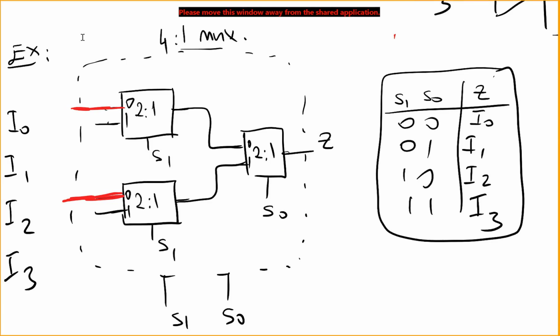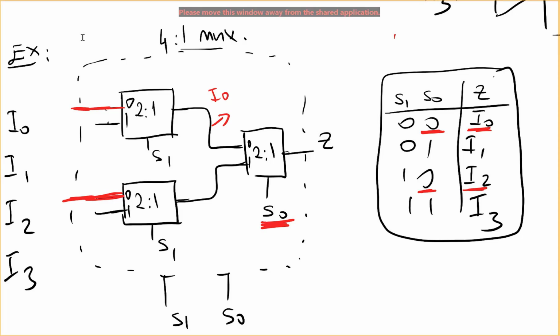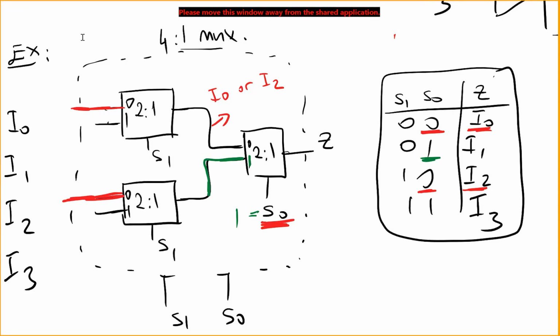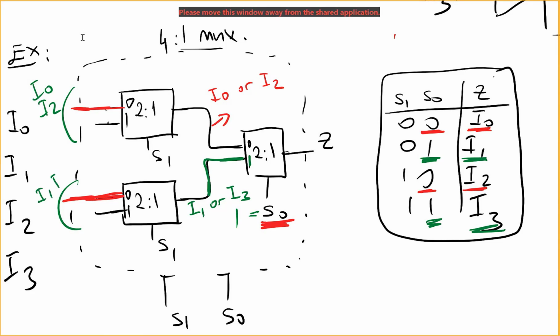But from these connections, what I see, this S0 is either selecting the top one or the bottom one. So if S0 is 0, I should be either selecting I0 or I2, right? So in a way, this line I should be getting I0 or I2. But for this one, which is selected when S0 is 1, I am selecting this line. I check from the table, if S0 is 1, I am either selecting I1 or I3. So this should be I1 or I3, right? So I know I should have I0 and I2 here, and I should have I1 and I3 here, right?